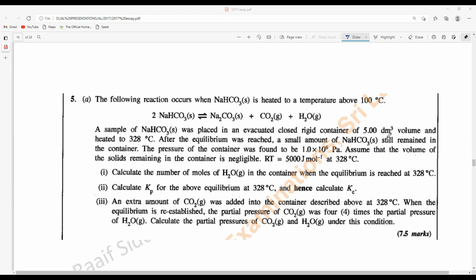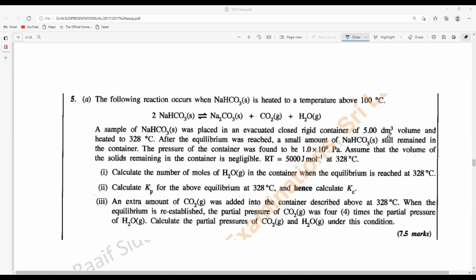What is the reason for that? Neglecting this volume means you can take the volume of these gases as the volume of this container, because these gases will be distributed throughout this container, right? So you can omit the volume of the solid. And they have given RT as 5,000 joules per mole at 328 degrees. Calculate the number of moles of H2O gas in the container when the equilibrium is reached at 328 degrees Celsius.